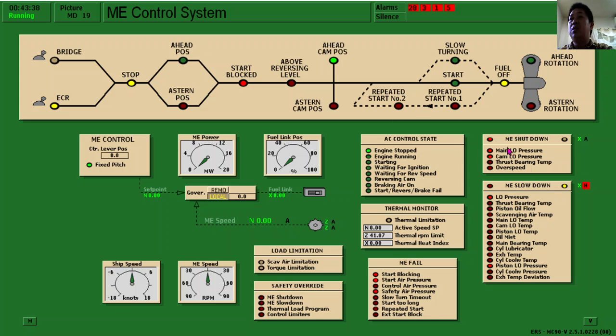Because you have a main engine shutdown alarm. So you have here alarms: main low oil pressure, camshaft low oil pressure, and piston low oil pressure. You have start blocking, it's not open, start air pressure, and you have safety air pressure. So you have all these alarms, and you're going to start the engine. Because of these alarms, this parameter is activated, so you have the start block. So that is the main engine control system.